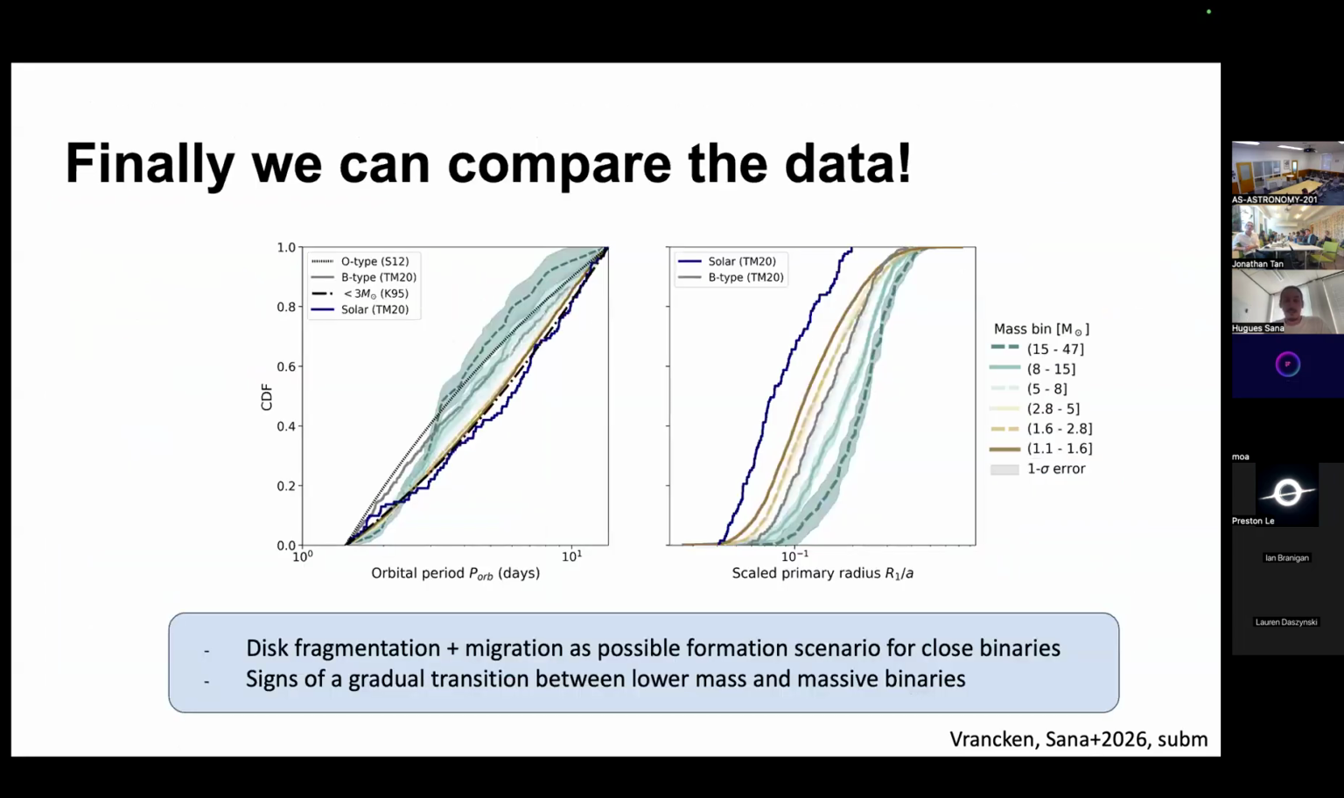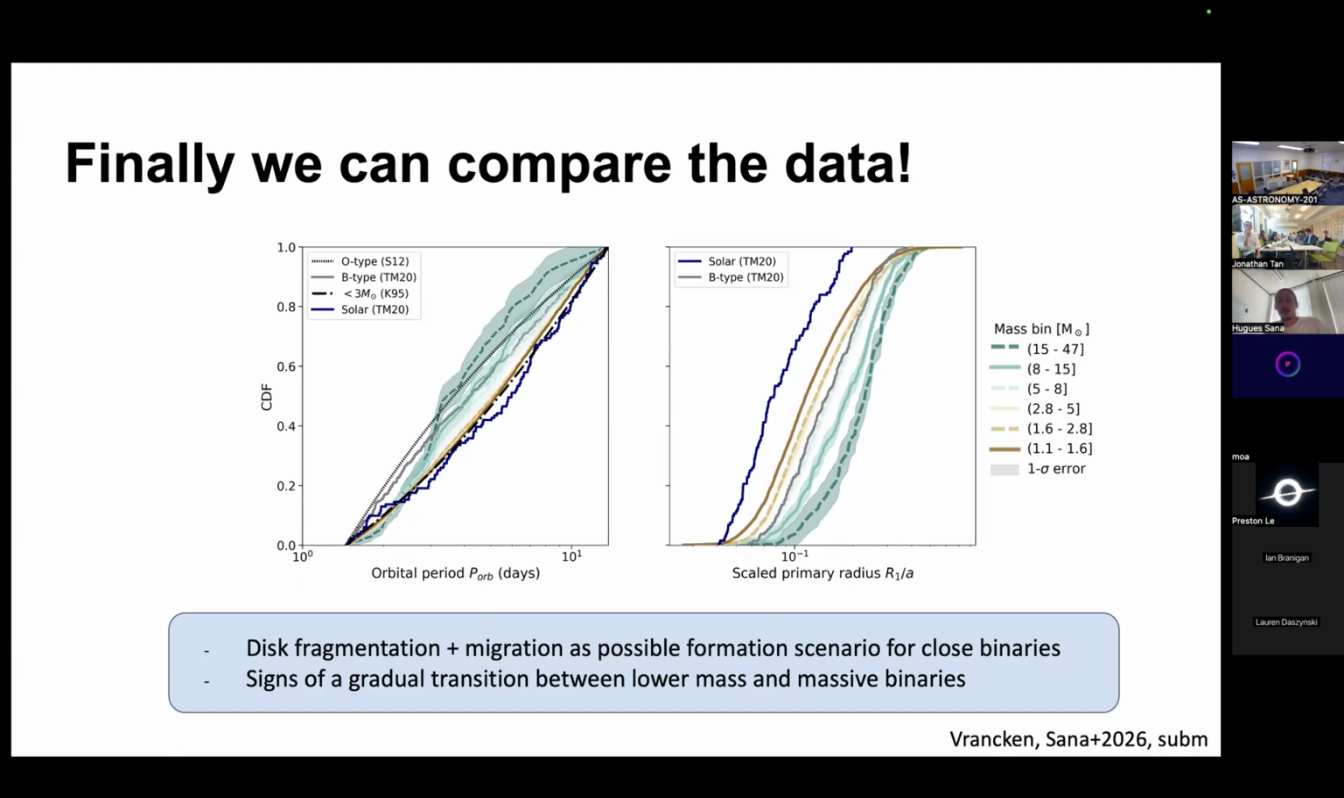If you slice your period distribution in different mass bins, this is what you obtain, with the darkest green being the most massive one and the darkest brown being the least massive one. If we just plot the orbital period, it's a bit messy, but what you can do is plot the distribution of scaled radii. You take the primary radius divided by the separation of the binary, because low mass stars, being much more compact, can simply have tighter binaries than a higher mass star.